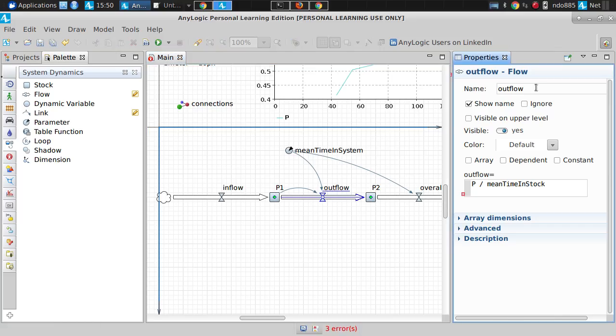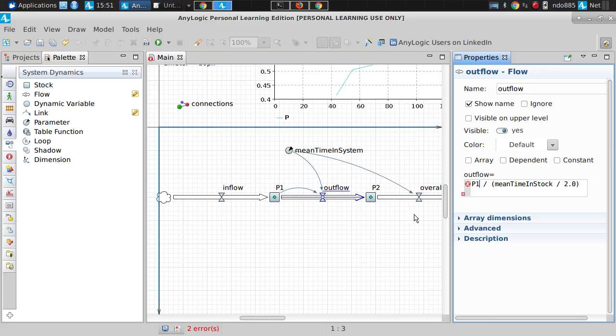Outflow, I'm going to call, well, we'll leave its name to be that. Now, outflow will be mean time in stock. The outflow will be P1 divided by mean time in stock divided by 2.0. So it's actually going to be not divided by mean time in stock, but divided by sort of half the time in that stock. Yes, Alexandra. It's going to be P1. Sorry, P1. Thank you. Yes, indeed.